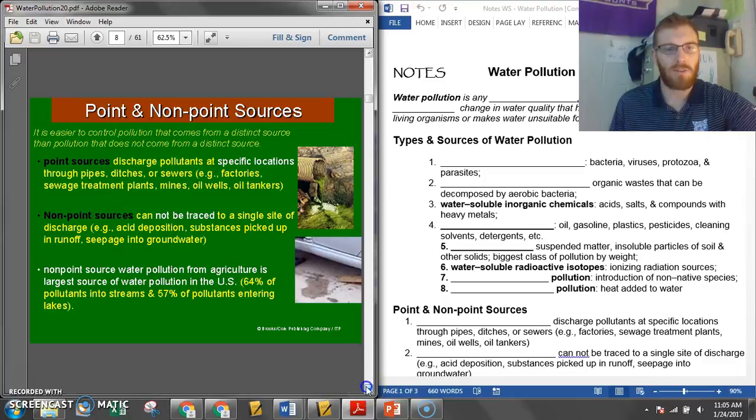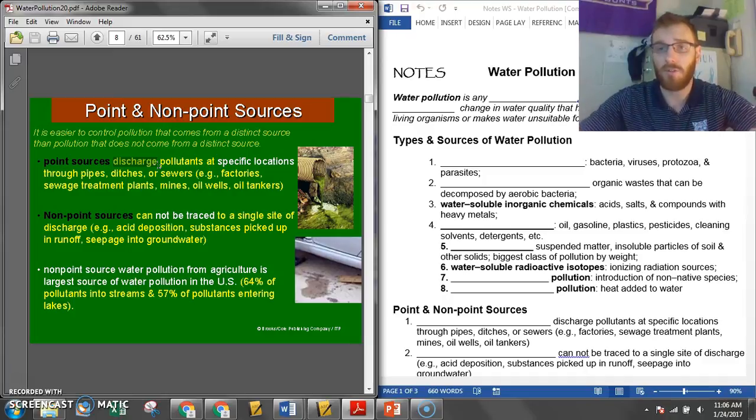All right, so one of the big things in the pollution section is point source and non-point source pollution. And it is easier to control a pollution that comes from a distinct source because that source can be identified. We call this source a point source, and these are discharge pollutants at a specific location through pipes, ditches, sewers, things like that, where it can be easily identified where it comes from. If you don't know what the word discharge means, it just means the output of something.